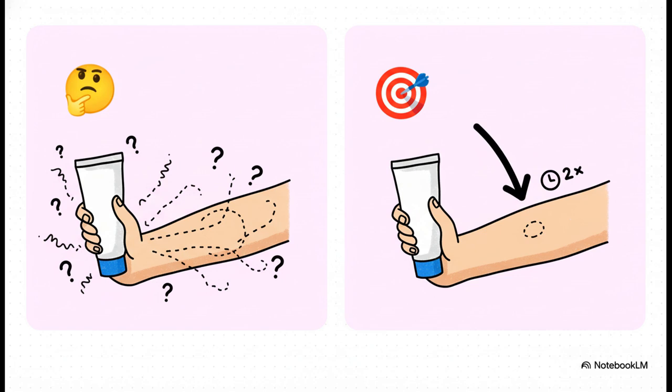Second, be specific. Apply cream as needed. I mean, what does that even mean? Is that a lot? A little? Once a day? It's a total guessing game for the patient. But look at the difference on the right. Apply a thin layer of cream to the affected area twice daily. All the guesswork is gone. Specific, measurable language is your best friend here.